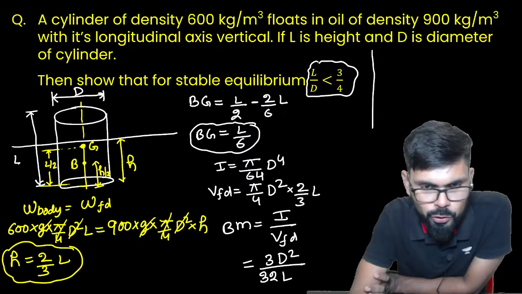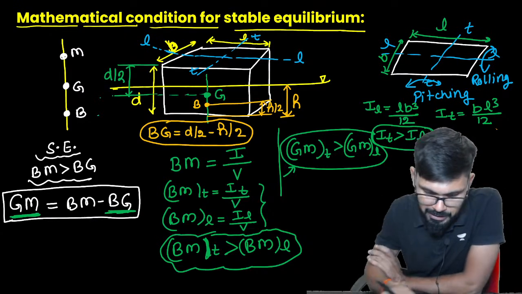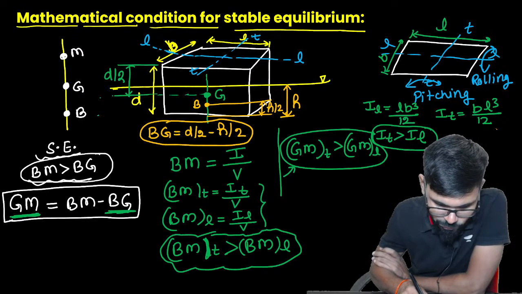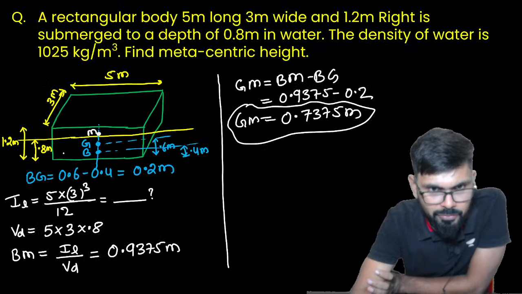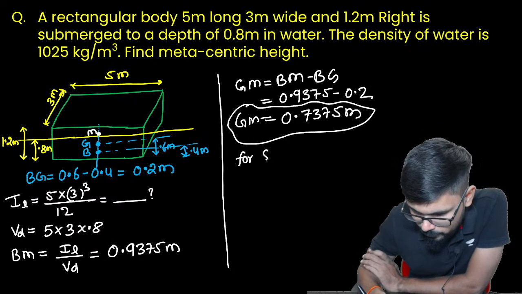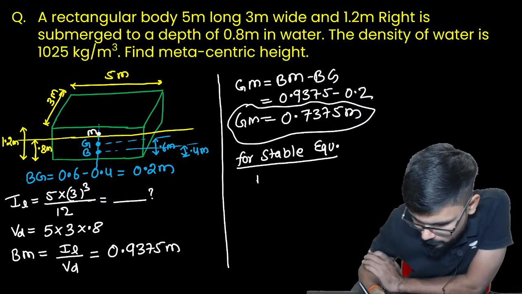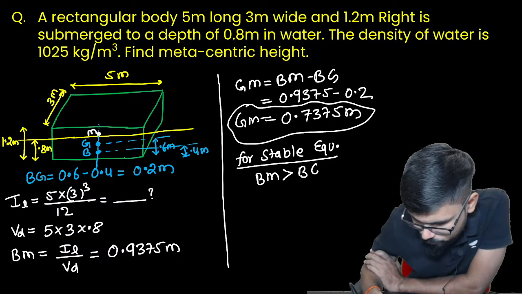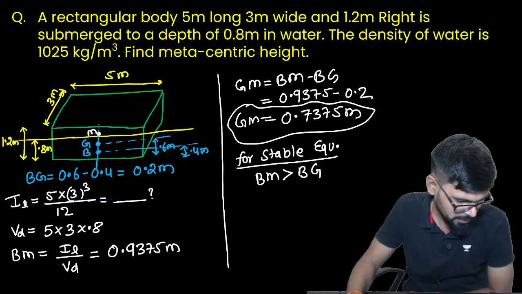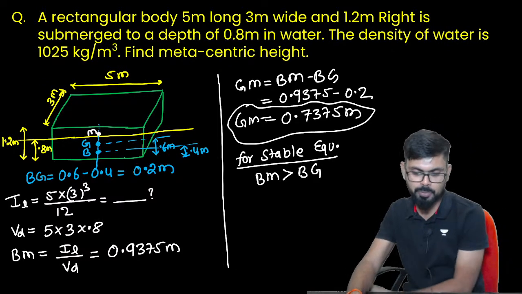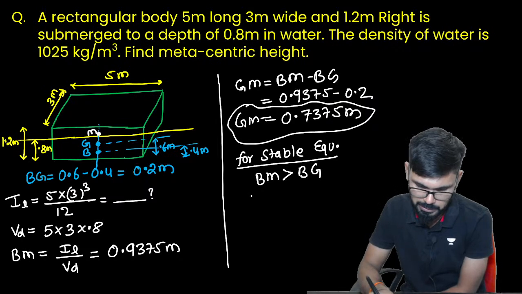Right, now what I told you earlier, just look here, you can see that BM must be greater than BG. This is the condition for stable equilibrium. For stable equilibrium, BM must be greater than BG, right? Yes, very good. Now how much is the BM value coming, beta?